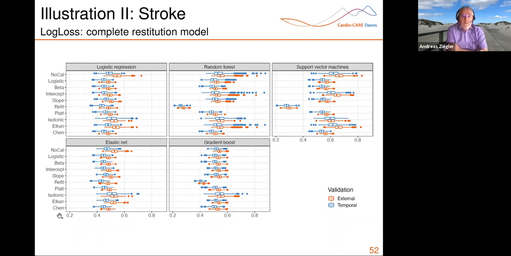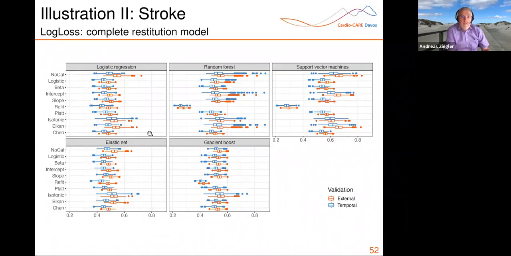When you look at the plots here, you can see the refit, and you can see that the refit is doing quite well on the random forest, and very well, exceptionally well on the support vector machines, and it's also doing exceptionally well on the gradient boosting. And the red boxes are for the external validation, the blues are for the temporal validation, and you can see that there's a clear tendency that the losses are somewhat lower in the temporal validation compared to the external validation data, and this is just in line with our expectation.